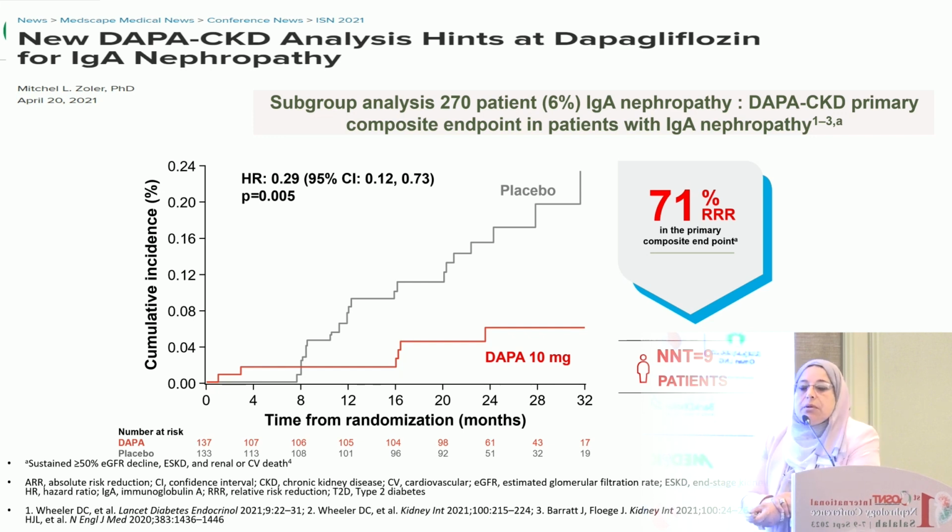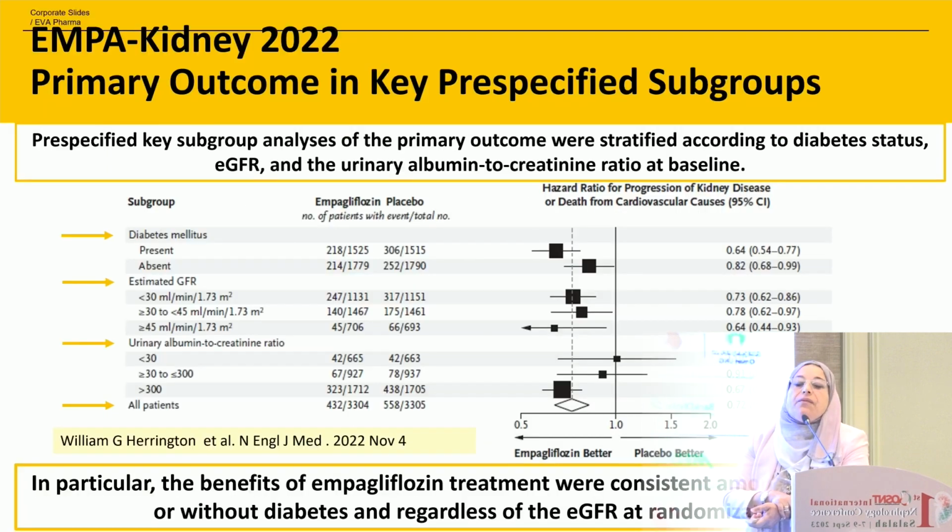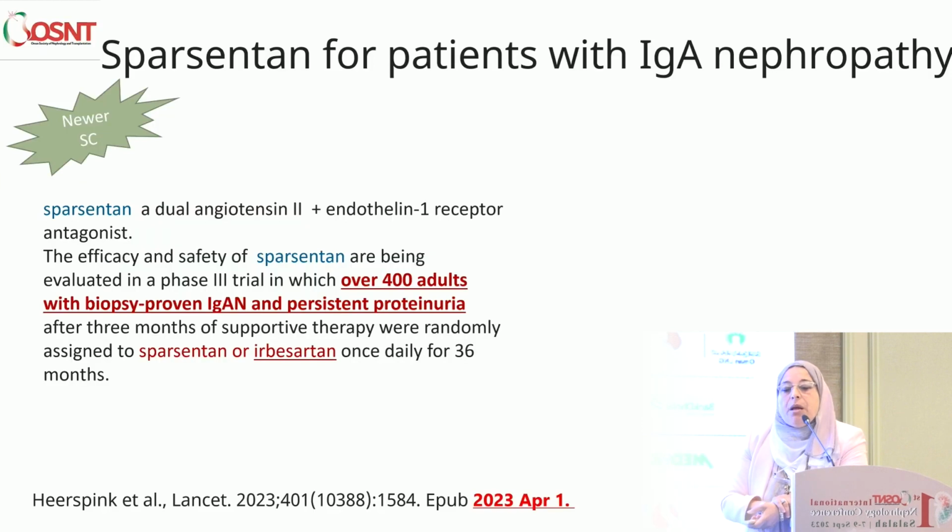So the FDA approved SGLT2 inhibitors for treatment of CKD, maybe after this study. EMPA-KIDNEY also, I think, showed a beneficial effect regardless of diabetes or non-diabetes, regardless of the level of eGFR, and when albuminuria was more than 30, with a beneficial effect in decreasing progression to end-stage renal disease. And I think in 2023, the KDIGO guideline approved SGLT2 inhibitors in treatment of CKD patients, even without diabetes. A newer option for supportive care is sparsentan.